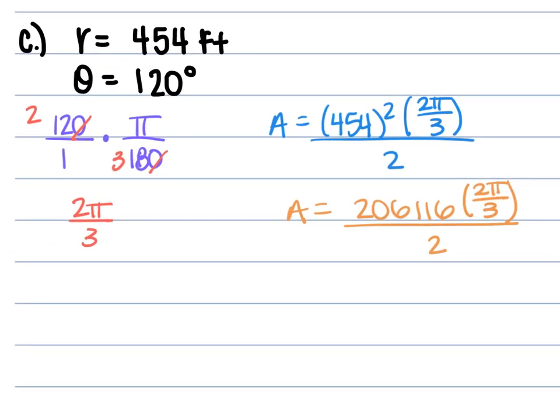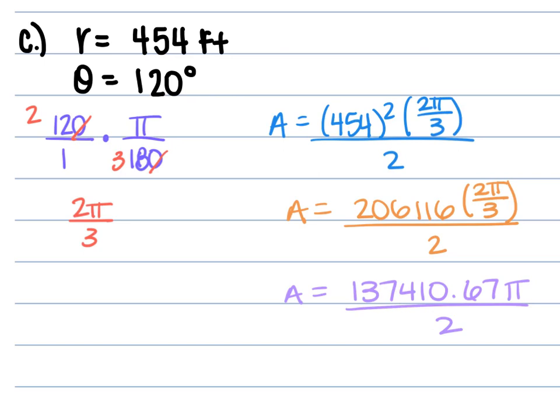So from here, this 206,116, we can multiply it by 2 and then divide it by 3, which is the same thing as multiplying it by 2/3. So the area is equal to 137,410.67 pi over 2. Right now I'm just rounding, but in your calculator don't round.